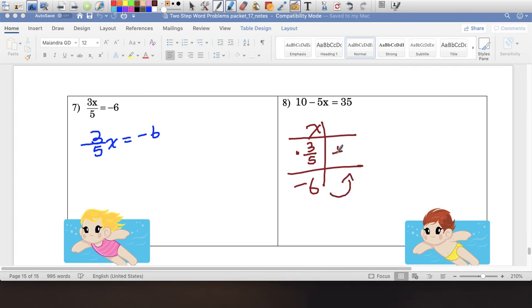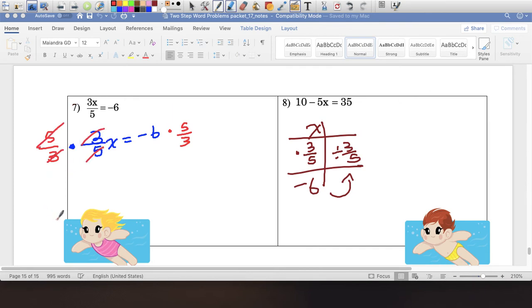So going backward, I'm going to divide by 3/5. What's division? Remember, dividing fractions. When you divide fractions, you're actually multiplying by the reciprocal. The reciprocal of 3/5 is 5/3. So I'm going to multiply that side by 5/3 and multiply that side by 5/3. Hopefully you can remember that. So 5 and 5 cancel out.